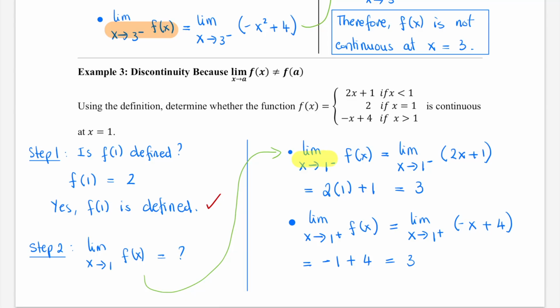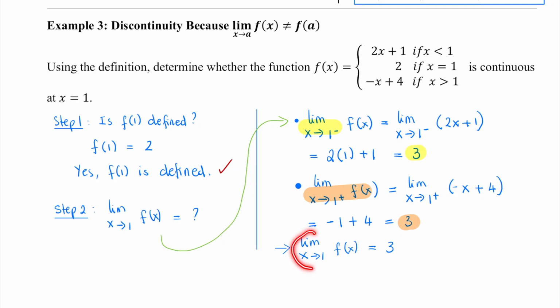The left-hand limit of f of x is 3, and the right-hand limit of f of x is also 3. That means the limit of f of x as x approaches 1 is 3. Since the limit is 3, the limit exists.